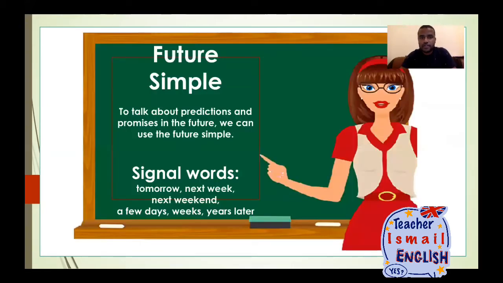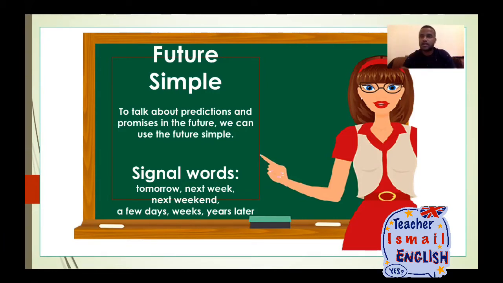So for that we have the use. We are going to use future simple to talk about predictions and promises in the future. So we can use future simple with will if you want to make predictions and if you want to give promises, etc.